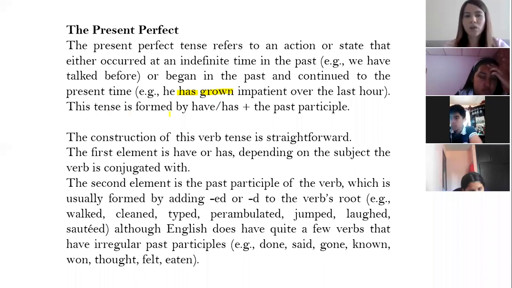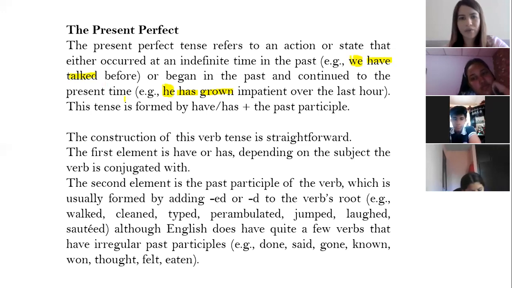This tense is formed by have or has plus the past participle. Because it's using he, you know that we use has with the third person. And talk is a regular verb, so the past participle is talked. Hence you have to add ed at the end of the verb. This tense is formed by have or has, as I told you, plus the past participle.